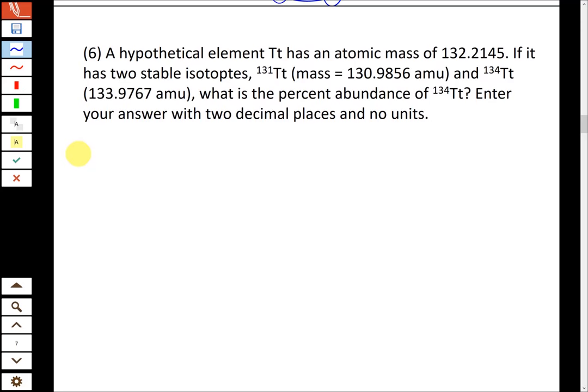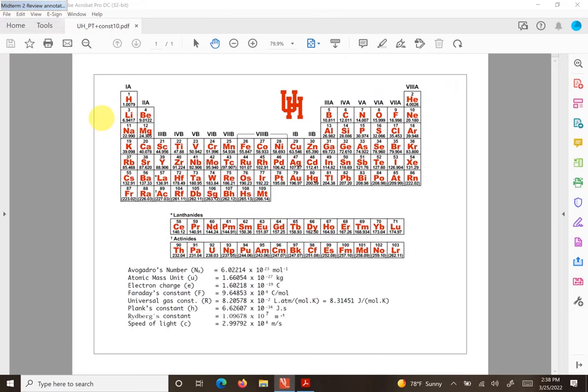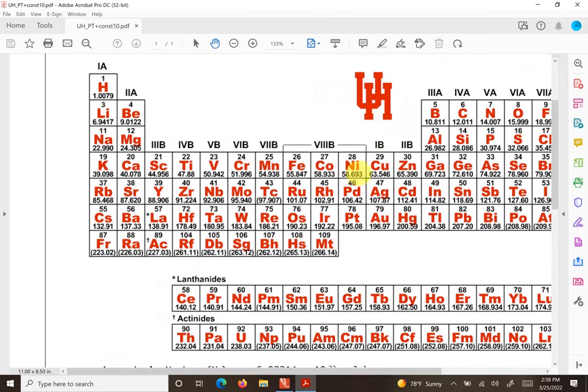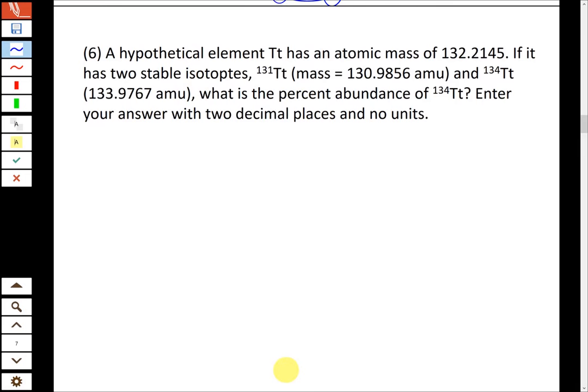So here we have a hypothetical element, TT, which just by coincidence has my initials, nothing to that. And it has an atomic mass of 132.2145. If that element appeared in the periodic table, that's the number you would read off the bottom. Remember, in the periodic table, this number below the element symbol is the atomic mass, and that's an average atomic mass of all the isotopes. And we're telling you here that it has two stable isotopes, 131 and 134, with these respective masses.